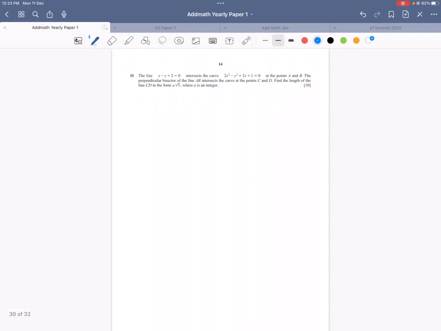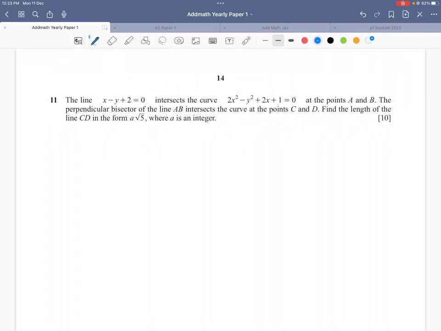Alright, next one. Question number 11. The line y equals x plus 2 intersects the curve. The key point in this part is "intersects". Intersects highlights that you need to solve via simultaneous equations. At points A and B, the perpendicular bisector of AB intersects the curve at points C and D. Find the length of CD in the form given.